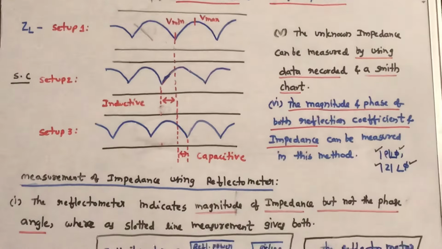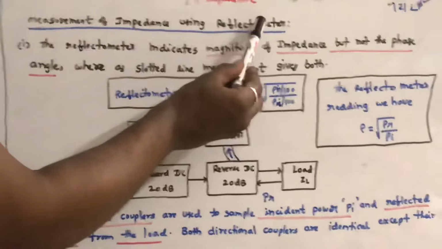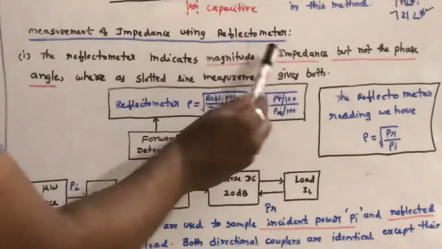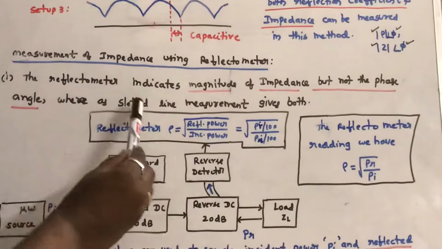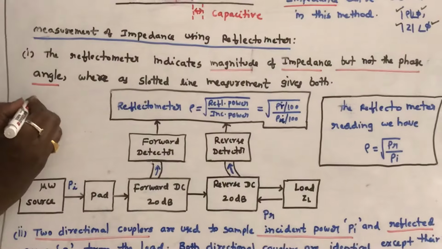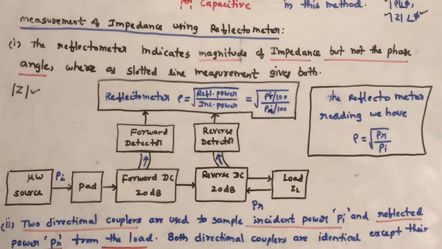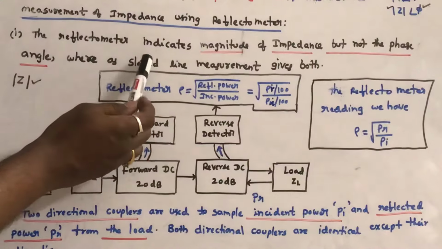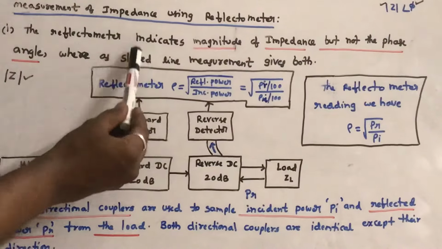So let us see the other method, which is also an important method in the examination: measurement of impedance using reflectometer. This reflectometer indicates the magnitude of impedance but not the phase angle, whereas the slotted line measurement gives both. In this method we can obtain only the magnitude of unknown impedance, but not the phase of the impedance, whereas slotted line gives both magnitude as well as phase of impedance.